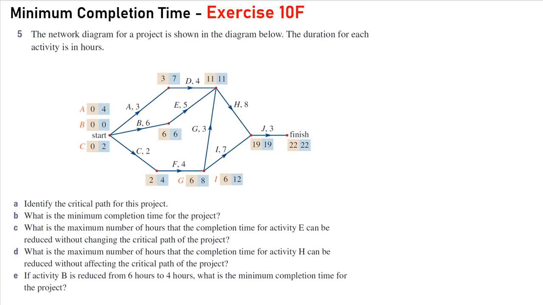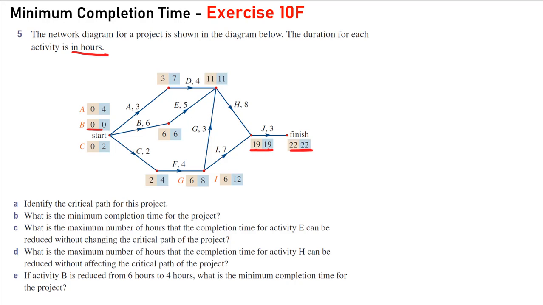On to question 5. Question 5, the network diagram for a project is shown below. The duration for each activity is in hours. Identify the critical path for this project. So this project, we can see at the finish here, is going to take 22 hours. What we're looking for is a path where the EST and the LST are the same for each activity.